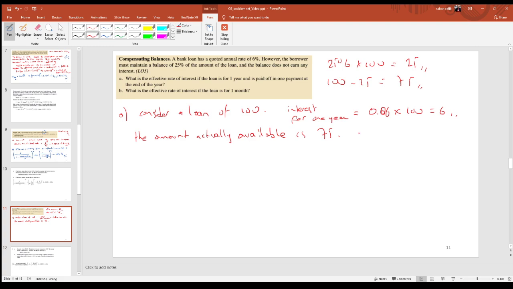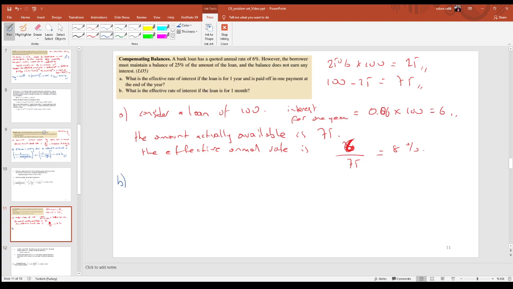So therefore, the effective annual rate is 6 divided by 75, which equals 8%. So B.